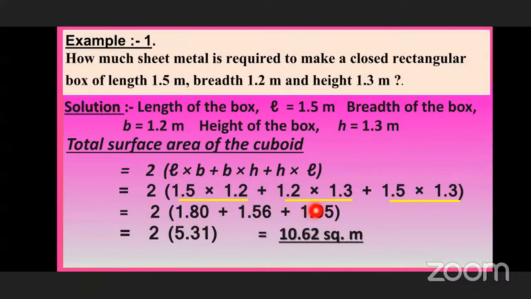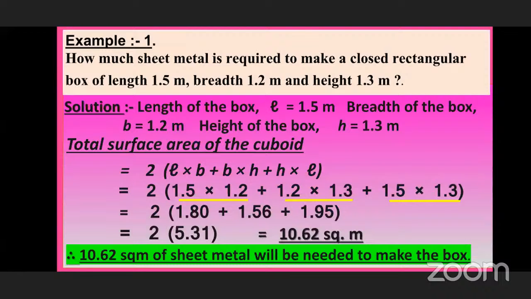We will read it as 10.62 square meter. As the unit given is meter, the same unit we will be writing. Therefore, 10.62 square meter of sheet metal will be needed to make the rectangular box. I hope you understood this sum. Yes, miss. Very good, children.